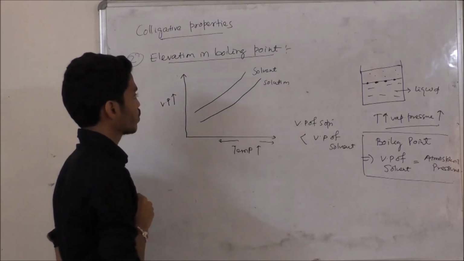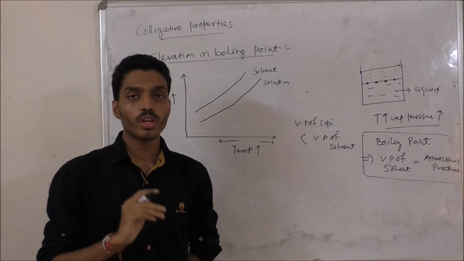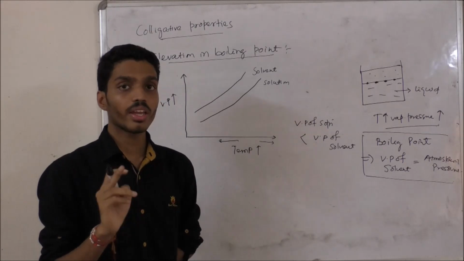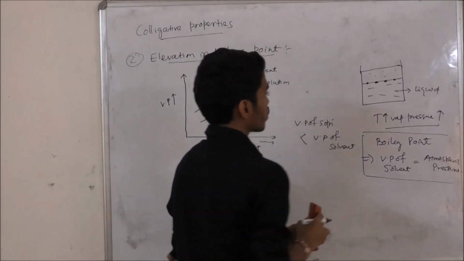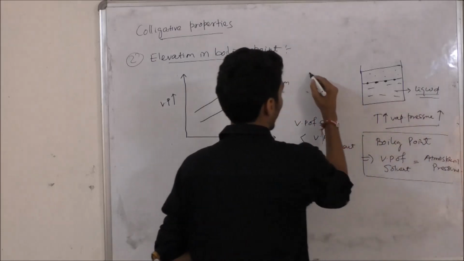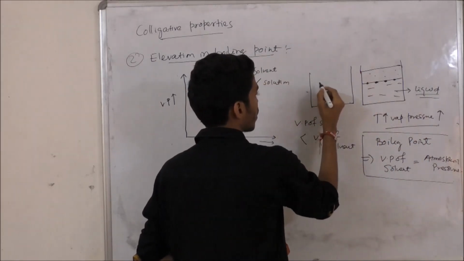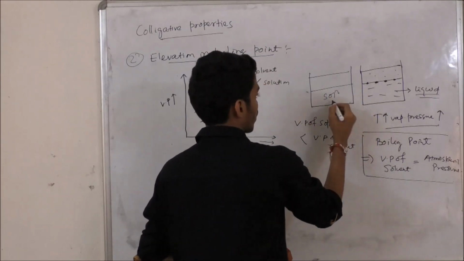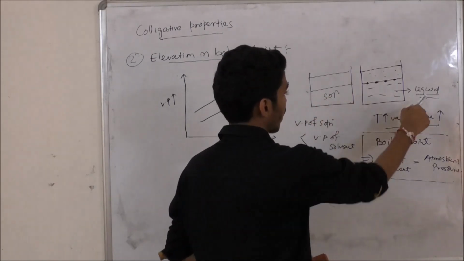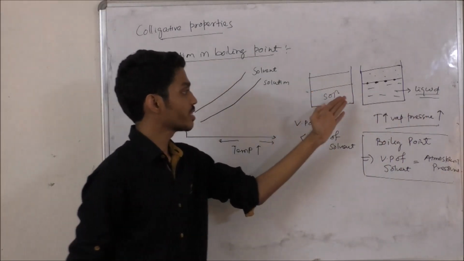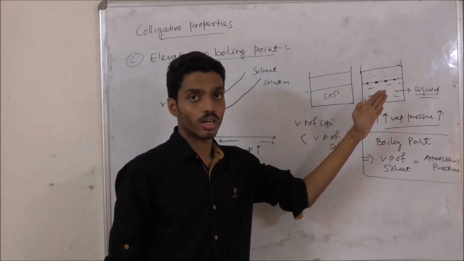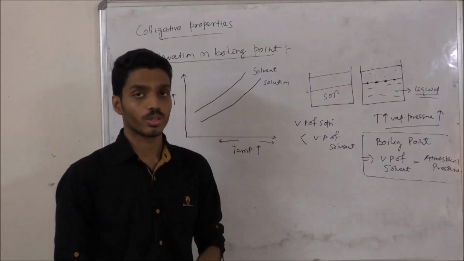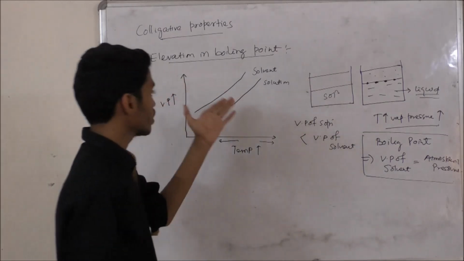Now suppose we want to create the same amount of vapor pressure in both containers. Suppose here we have taken only liquid, and we take another container where we take solution. Okay, so here liquid plus solute is there. So this is solution and this is liquid. Suppose we want to create the same amount of vapor pressure in both these containers. So now tell me whether we need the same amount of temperature or a different amount of temperature. And the answer lies within this graph.